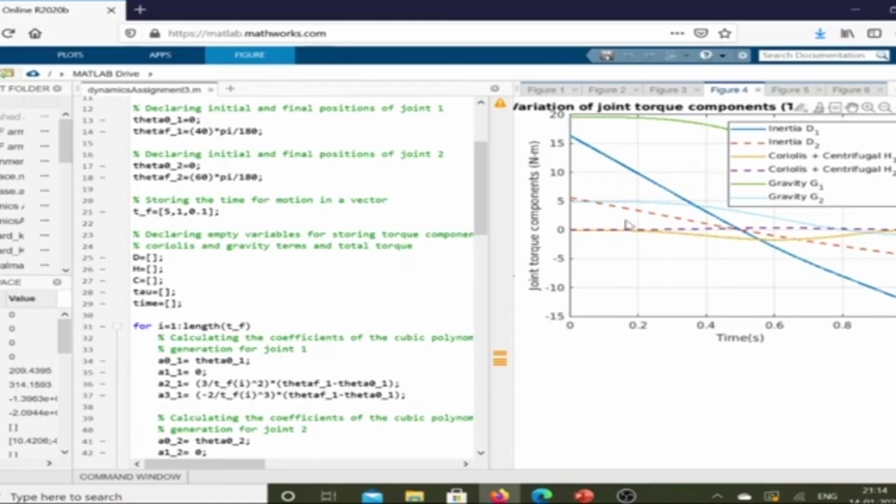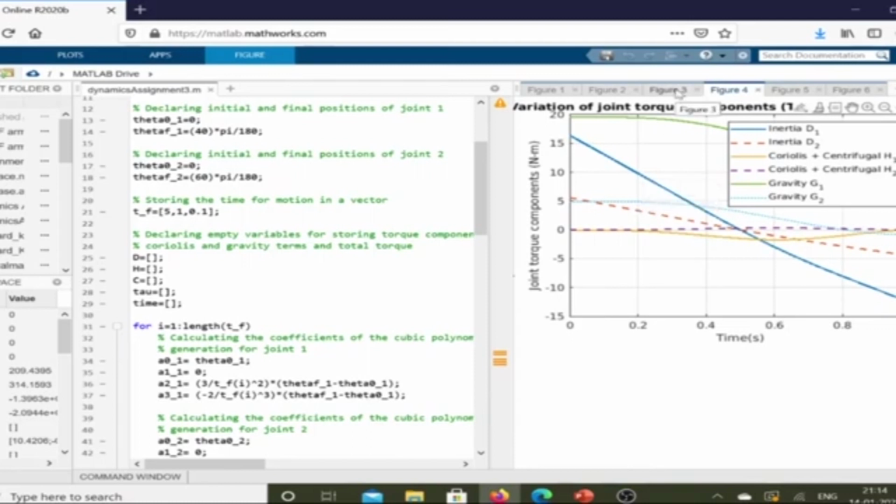Acceleration and velocity. Okay, so this is what I've been trying to explain, that in terms of dynamics, you have to be careful about the time of travel. If a system is moving very slowly, then the inertia components are very, very small. You can neglect them. But if it is moving very fast, then your inertia can become extremely large.